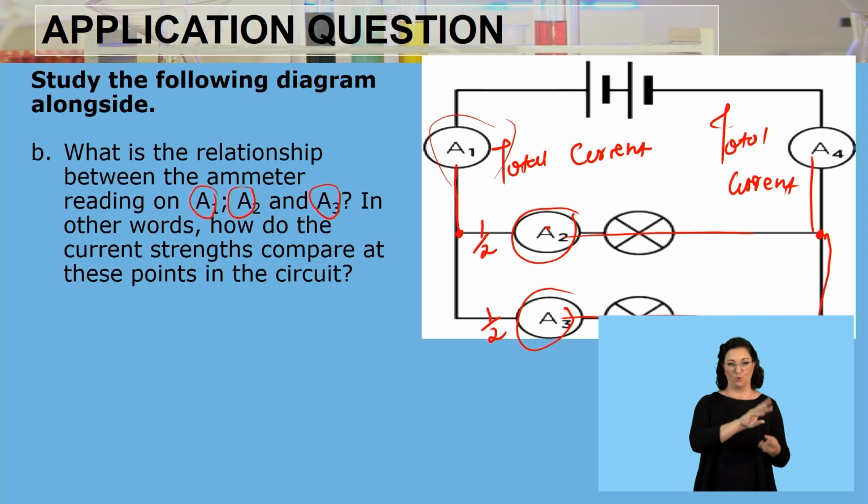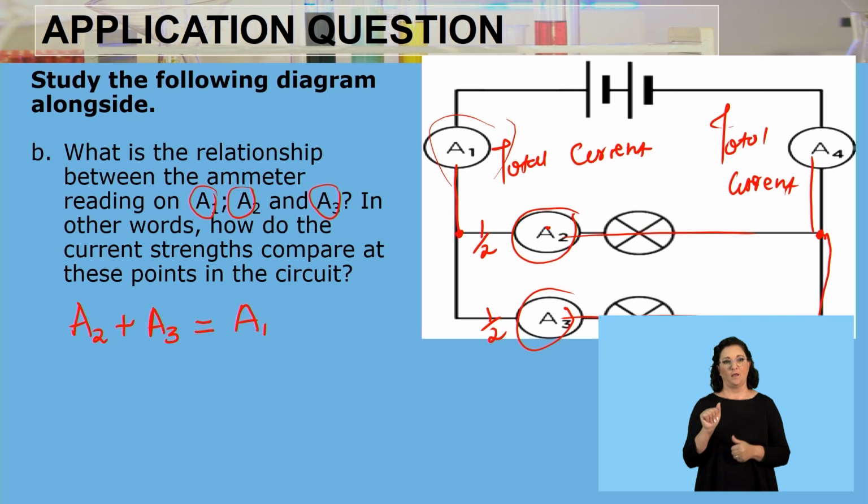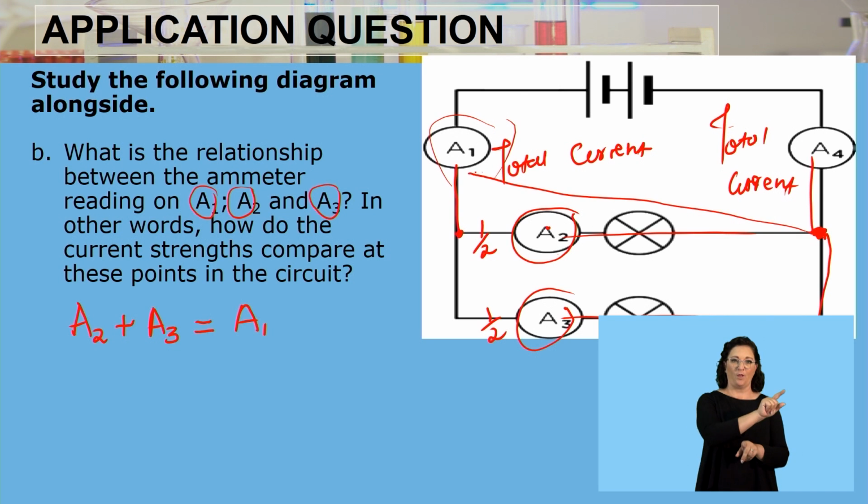So that means when we add A2 with A3, that is going to be equal to A1, right? Once we add A2 and A3, that is going to be equal to A1, because they are going to add up together at this branch there, and that is going to be the same current as the one that we started with initially, and the same current that is going to be passing through A4. So therefore, A2 plus A3 is equal to A1. So how do these current strengths compare at this point in the circuit?